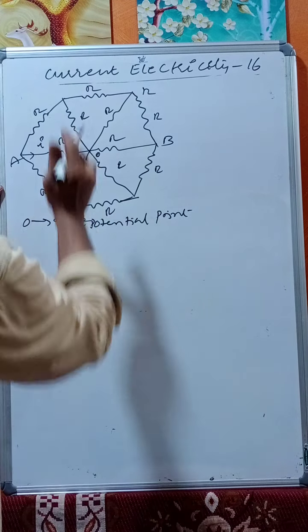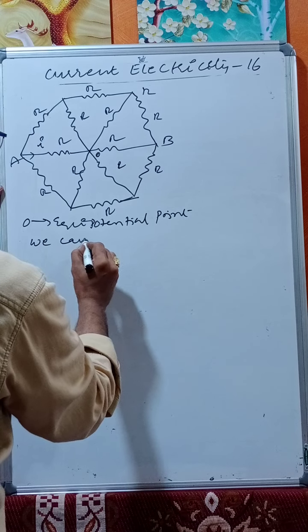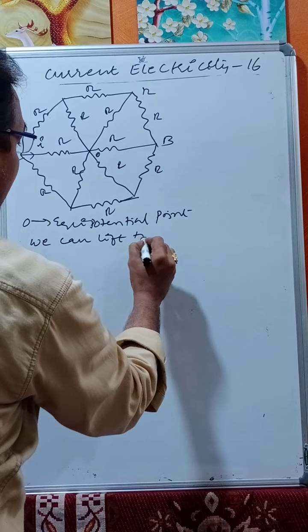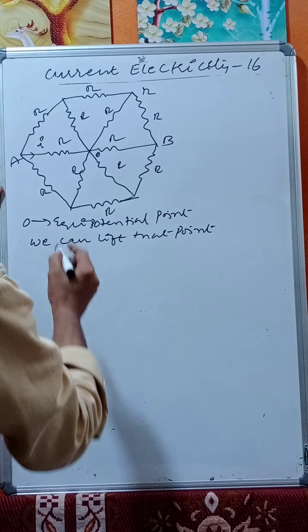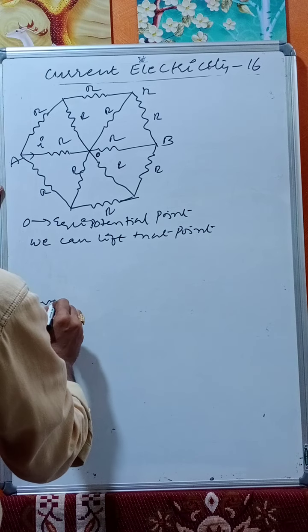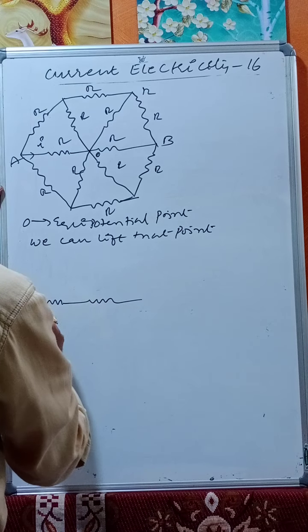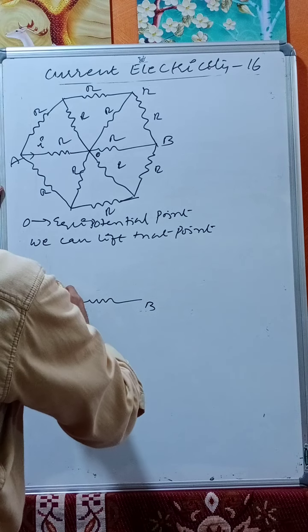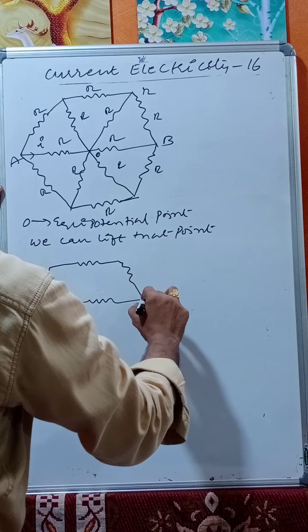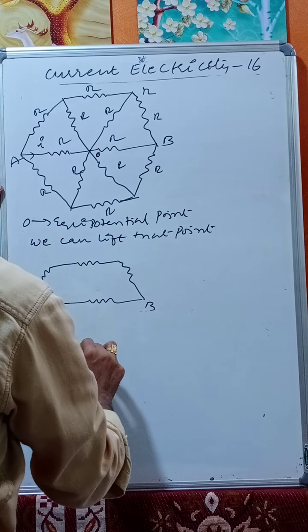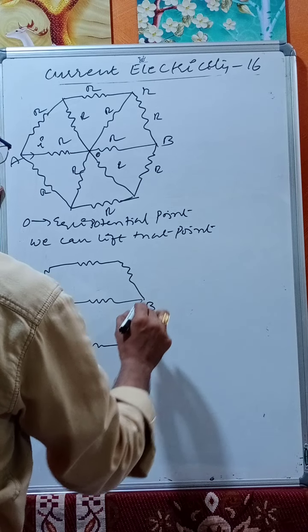So we can lift that point. Equipotential point, let us lift that point. The circuit becomes, this is A, this is B, this is R, this is R, this is R. Similarly, this side R, R, R.